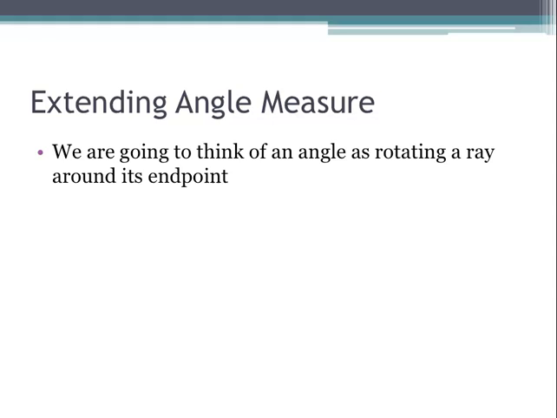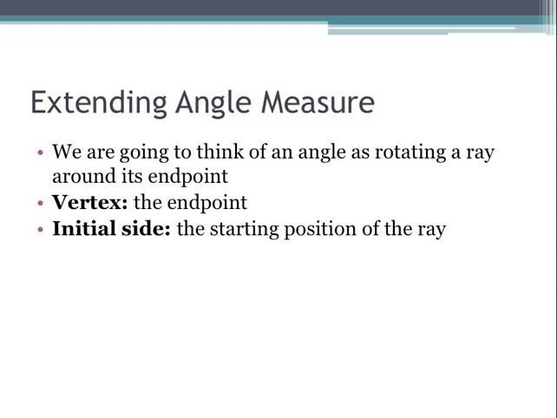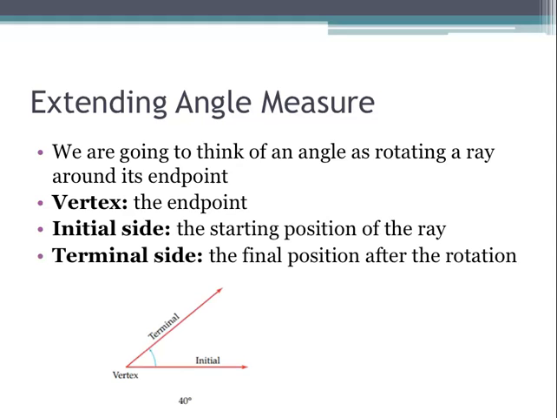So if you remember a ray from geometry, that's an object that has an endpoint on one side and has an arrow on the other side. So if that endpoint stays, and then the rest of the ray rotates around that endpoint, we're going to think of angle measures this way. So the vertex is the endpoint, okay? And then the starting position of the ray is what we're going to call the initial side. And the final position, so after you rotate a certain amount, that is going to be what we call the terminal side.